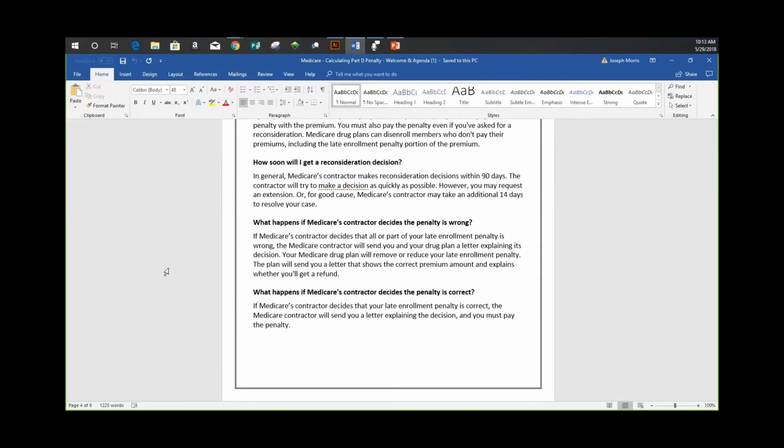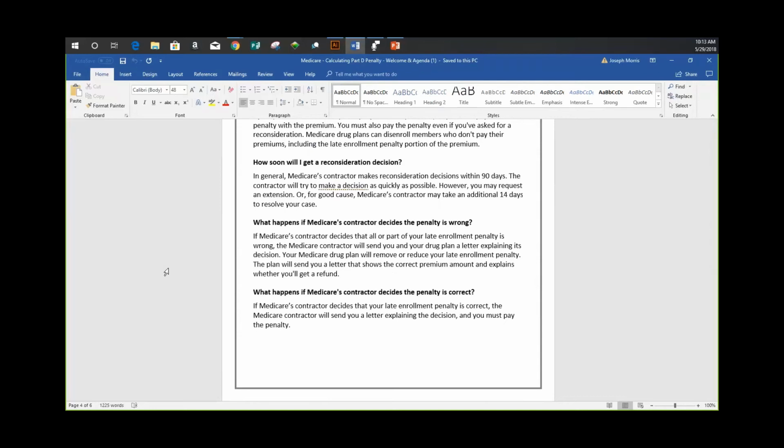So what happens if the Medicare contractor decides the penalty is correct? If the Medicare's contractor decides that your late enrollment penalty is correct, the Medicare contractor will send you a letter explaining the decision, and you must pay the penalty. And you will continue on as you have been on that.